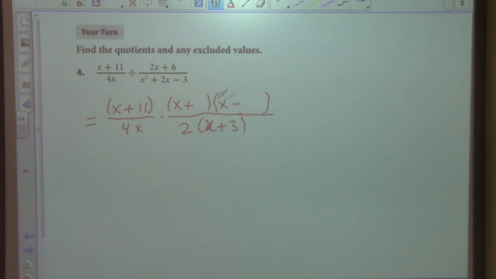It'll be 3 and 1, right? So one's going to be 1, one's going to be 3, right? So plus 3 minus 1. Plus 3 minus 1, does that look right? Yes, because 3 minus 1 is 2.